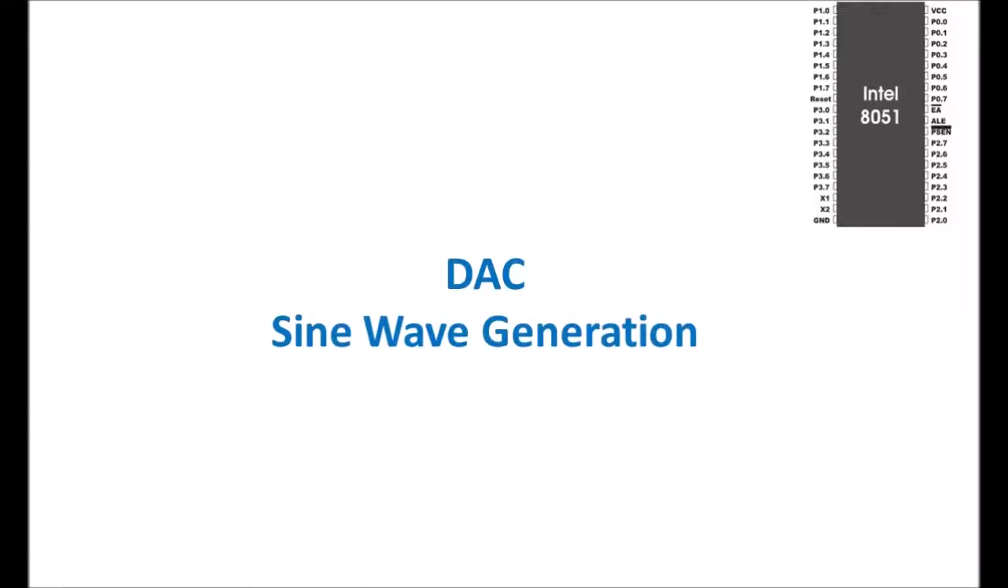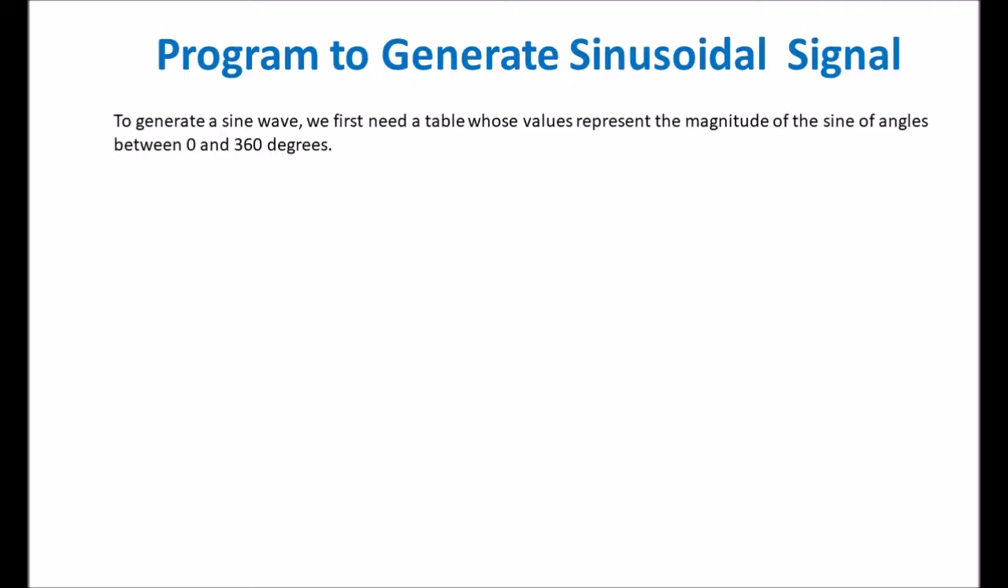Let us understand how to generate sine wave signal using digital to analog converter, that is DAC. Now to write a program for a sine wave generation, we cannot use the formula sine theta in an assembly language program. For that, we have to compute magnitude values for different theta, from 0 degree to 360 degree manually, and these magnitude values will be stored in a lookup table.